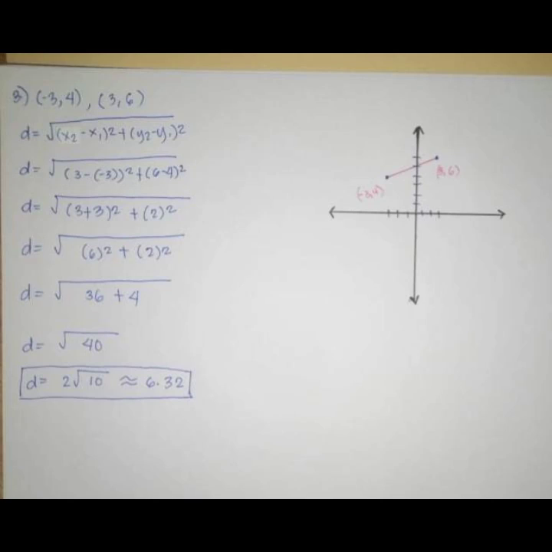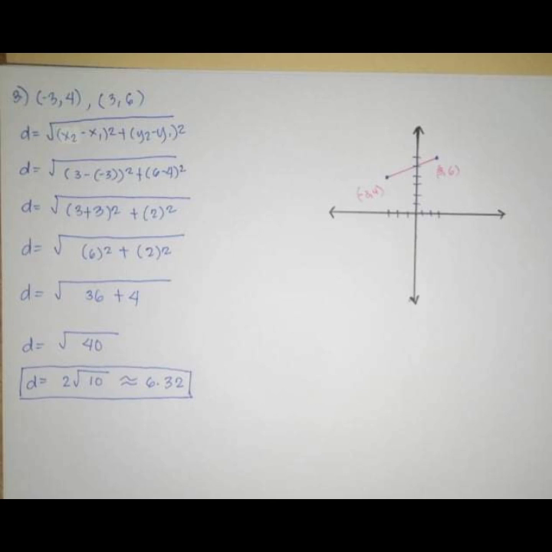So next, number 3 we have (-3, 4) and (3, 6). So (-3, 4) is x sub 1 and y sub 1, and (3, 6) is x sub 2 and y sub 2. So again we have the formula d is equal to the square root of (x sub 2 minus x sub 1) squared plus (y sub 2 minus y sub 1) squared. So we need to substitute the given values.